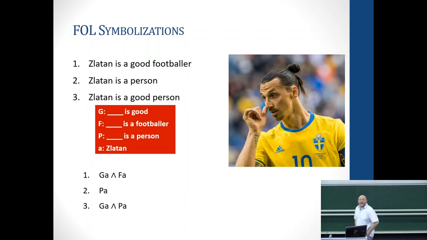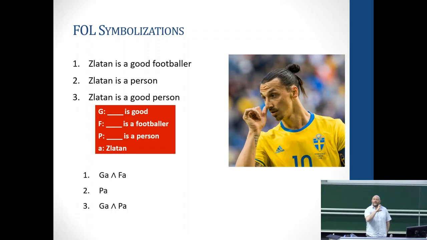Because the English, especially with sentences 1 and 3, aren't saying that Zlatan is good and so on. Sentence 1 is telling us that he is a skillful football player. The good is modifying footballer. It's not modifying Zlatan directly. So this symbolization, this key, is incorrect. This is not tracking the structure of the English.